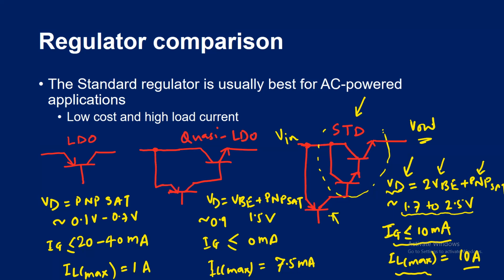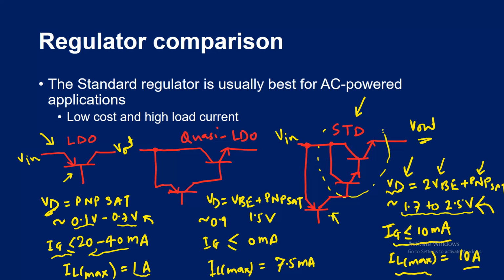On the contrary, we understood that low dropout regulator, where the differential between V in and V out is just one saturation voltage of this PNP transistor, and it's usually between 0.1 to 0.7 volt. So you can see that this dropout voltage right here is maximum 2.5 volt. Here is maximum 0.7 volt. Again, the ground current, however, in the LDOs is maximum 40 milliampere, whereas the load current is 1 ampere.